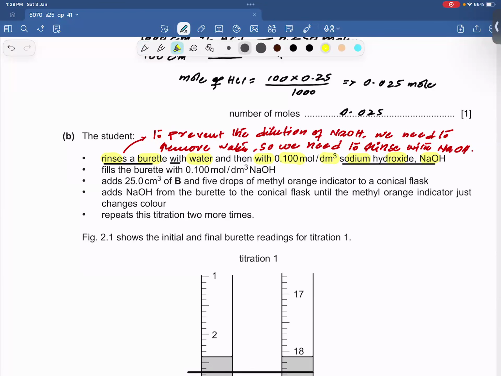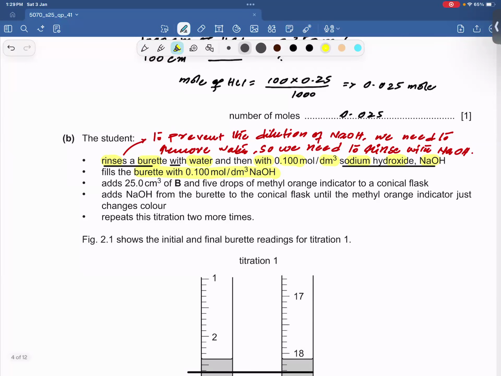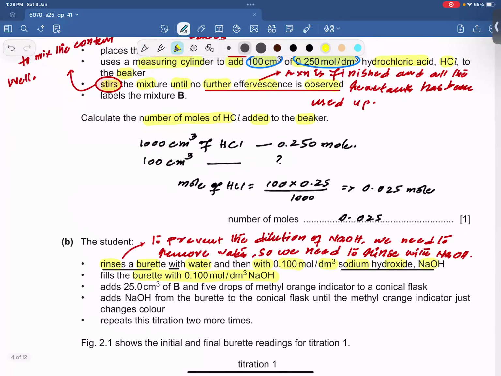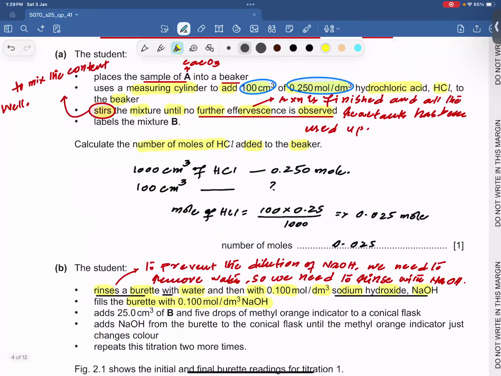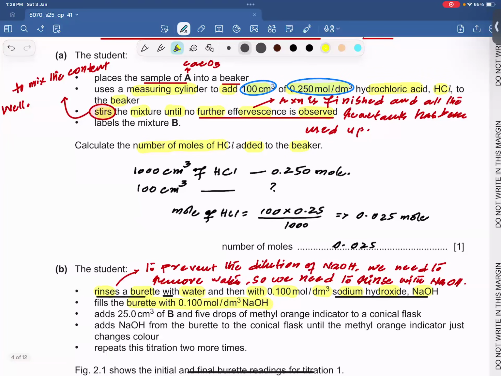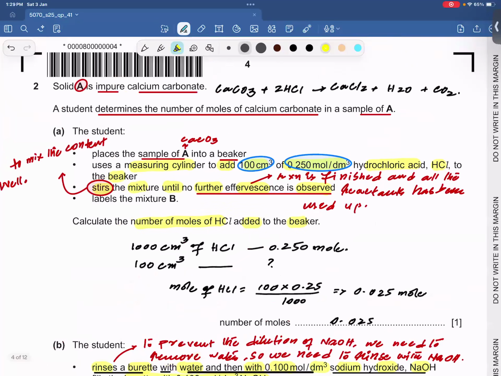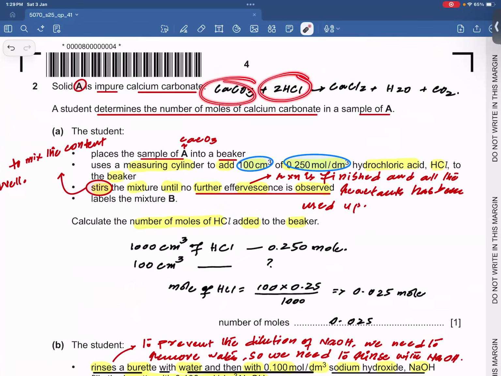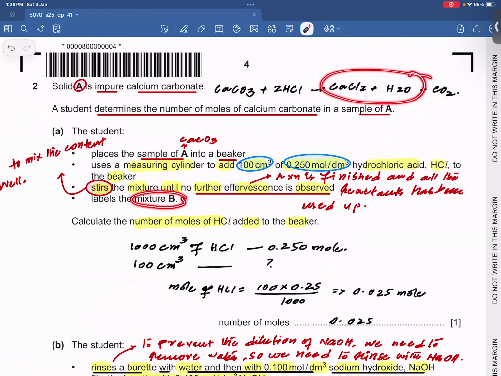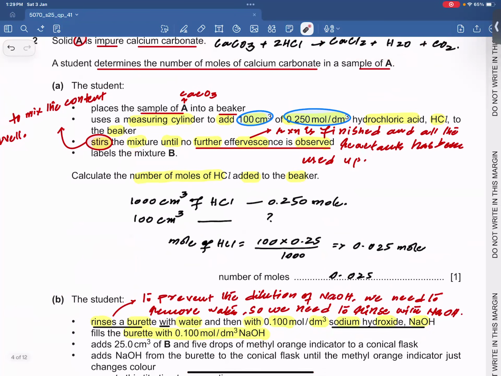Okay. Fill the burette with 0.1 mole per dm³ NaOH. Hold on. Oh, that's the mixture B. By the way, when calcium carbonate and HCl react together and no further effervescence is observed, which means the reaction is finished, all the reactants have been used up. Now this is going to be the mixture, okay? And this mixture is represented by B, okay?